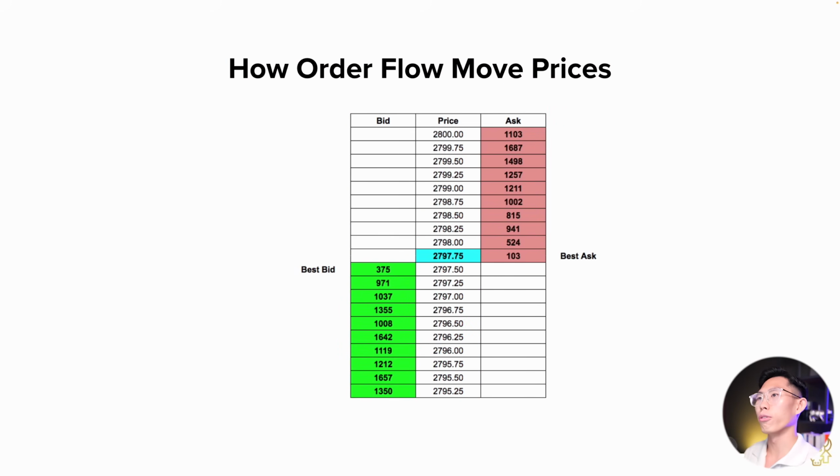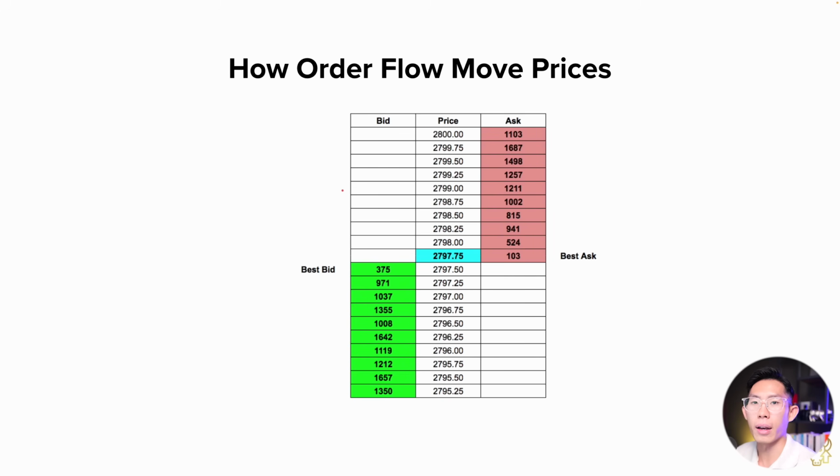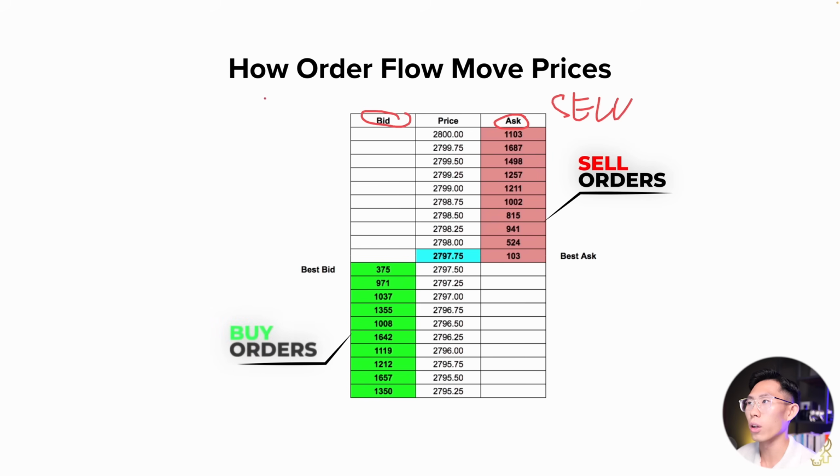Now let's talk about how order flow actually moves prices, right? And let's understand how this footprint chart works on a deeper level. So when you look at your bid and ask spread, or rather this is actually your order book, right? So let's look at the order book, and how this order book works is that these numbers on the right hand side are essentially your sell orders, okay? As simple as that. These are your sell orders. And then this bit right here, these are essentially your buy orders.